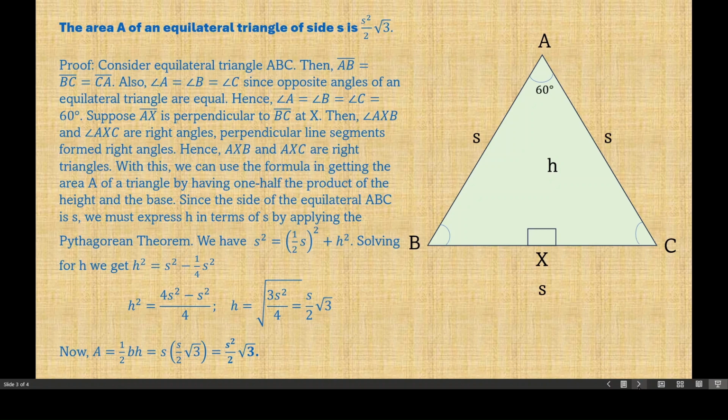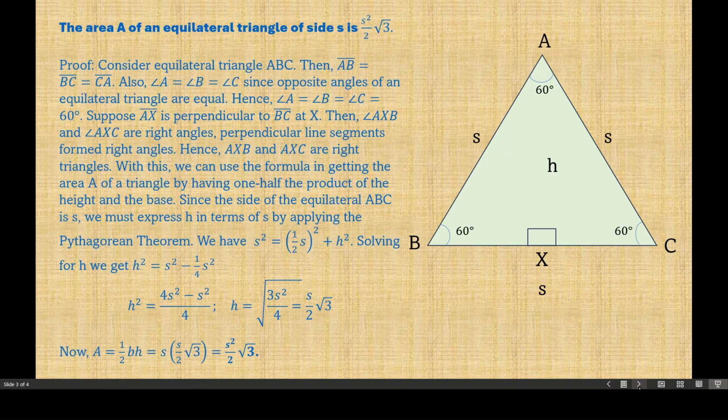Proof: consider equilateral triangle ABC. Then, line segments BC and CA are equal since the sides of an equilateral triangle are equal. Also, angles A, B, and C are equal since opposite angles of an equilateral triangle are equal. Hence, angles A, B, and C are equal to 60 degrees.